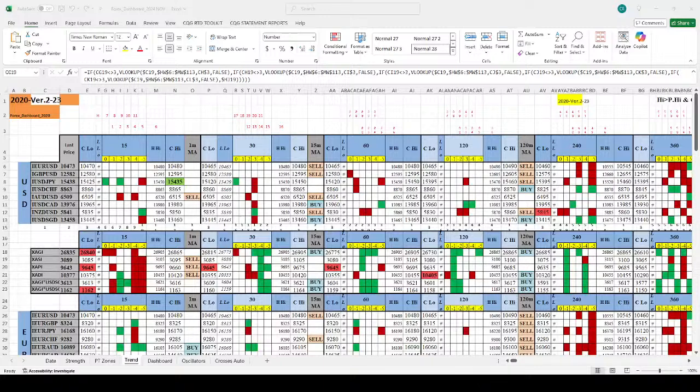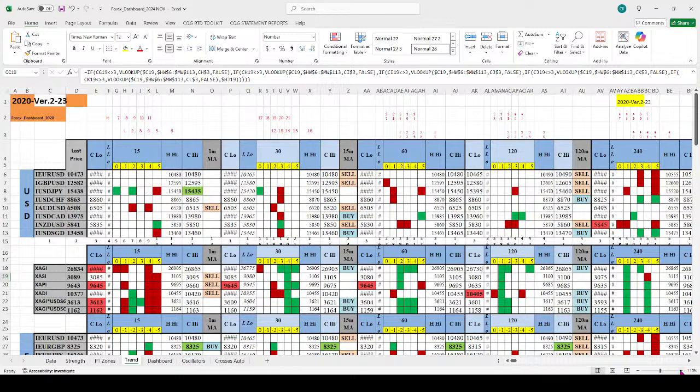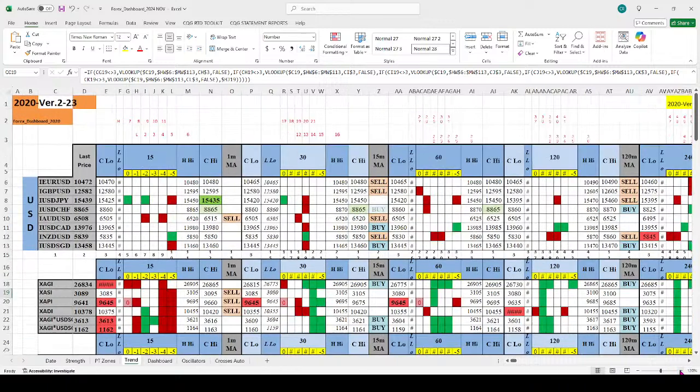Okay, if you look into the system, I don't know whether I can blow it up. It'll be better. Yeah. So if we look at all the 15 minutes, 30 minutes, 60 minutes, 120 minutes, in fact on the 2 hours we literally don't see any colored boxes. Meaning to say that the market is really, really very quiet.